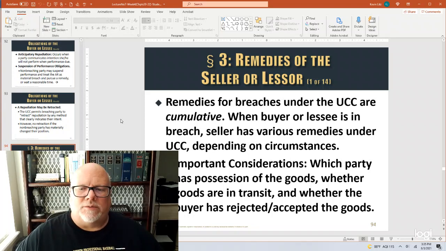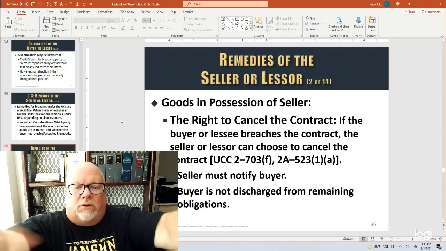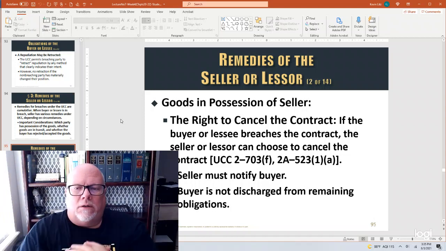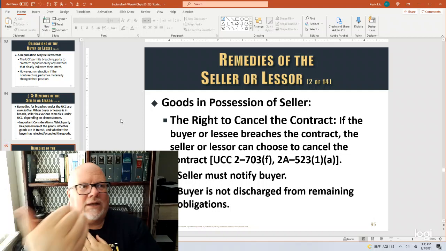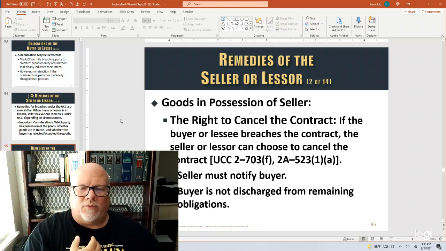What happens when there is a breach? Okay, you sold me non-conforming goods, or I sold you non-conforming goods, or you didn't pay me. What happens? Well, if I still have the goods, I'm the seller, then you have the right to cancel the contract. Hey, you never sent them to me. Or if you said, I'm not going to pay you, then I have the right to cancel the contract and sell them to someone else.